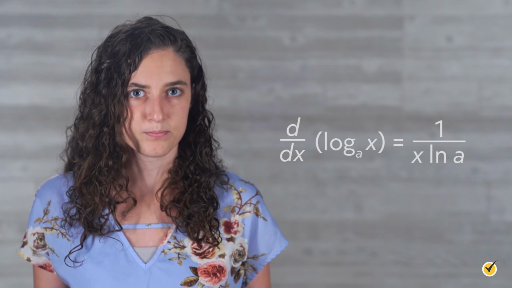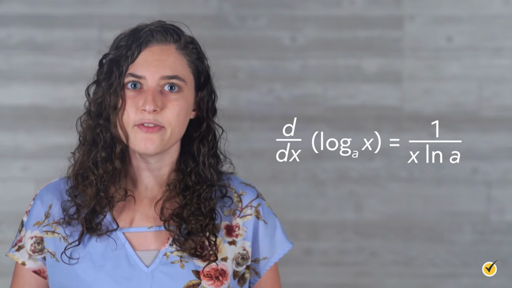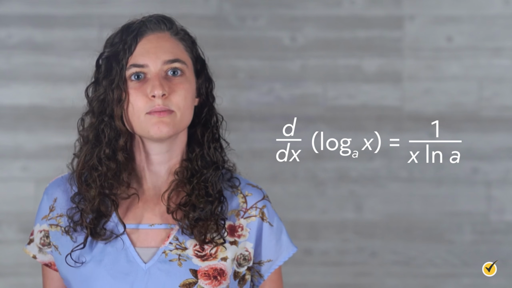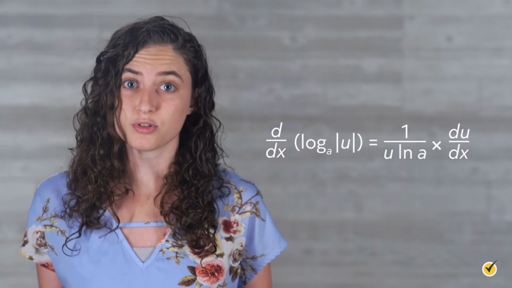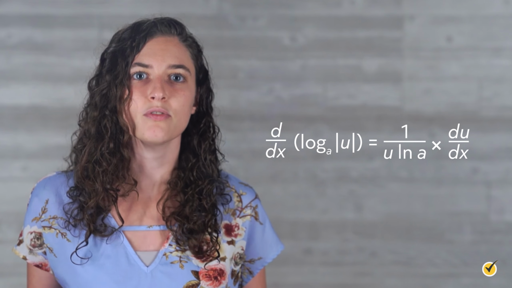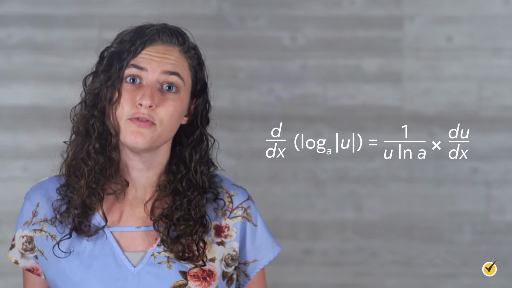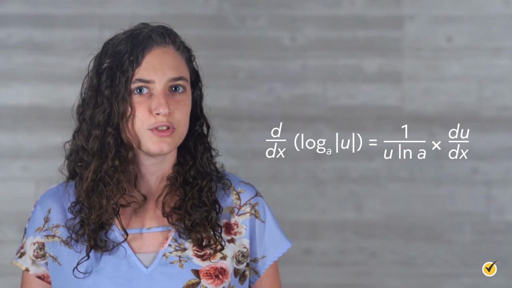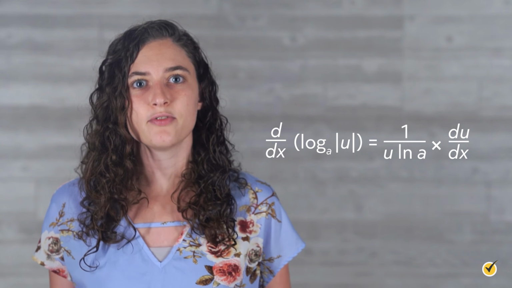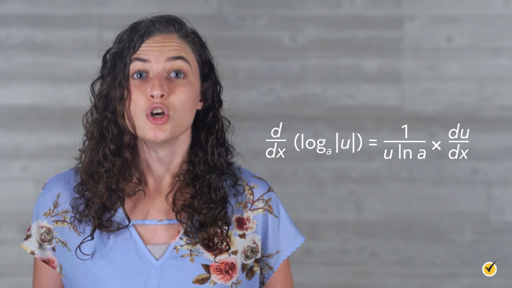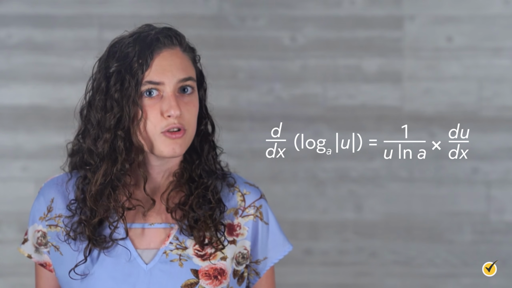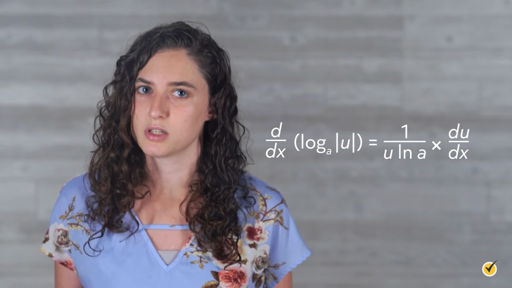Finally, if you need to take the derivative of a logarithmic function whose base is not e, use the following formula. The derivative of log base a of x is equal to 1 over x times the natural log of a. Or if the argument of the logarithm is a function u, I'm sure you guessed it, apply the chain rule to this formula to get the derivative of log base a of the absolute value of u is equal to 1 over u times the natural log of a times the derivative of u with respect to x. Note that because u appears in the denominator, this formula can only be used when u does not equal 0.